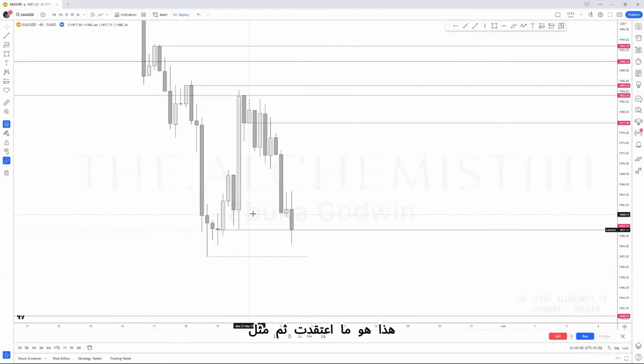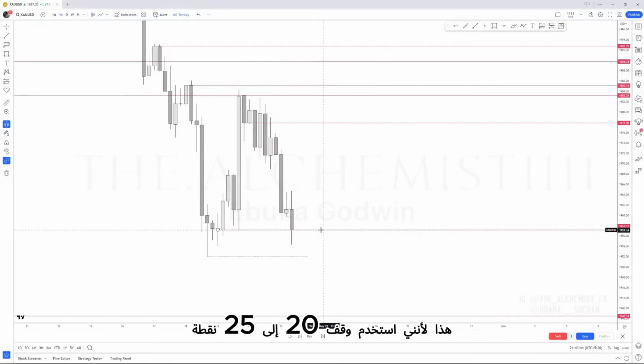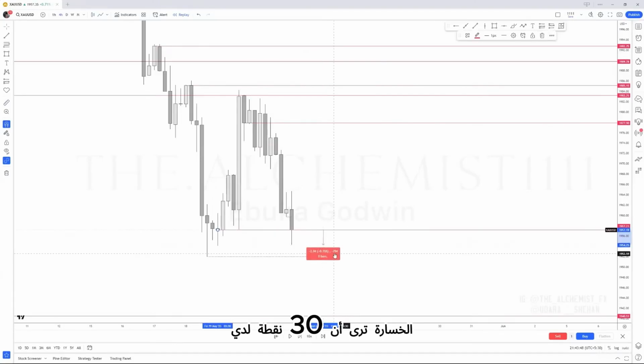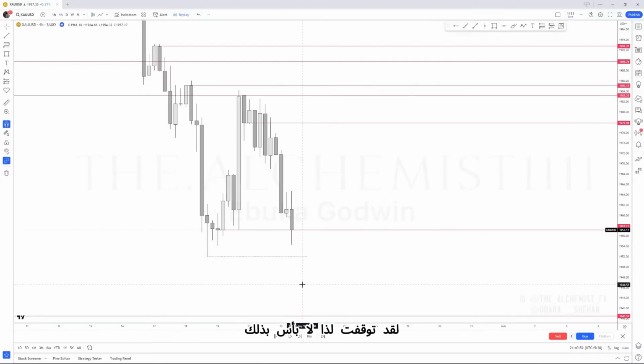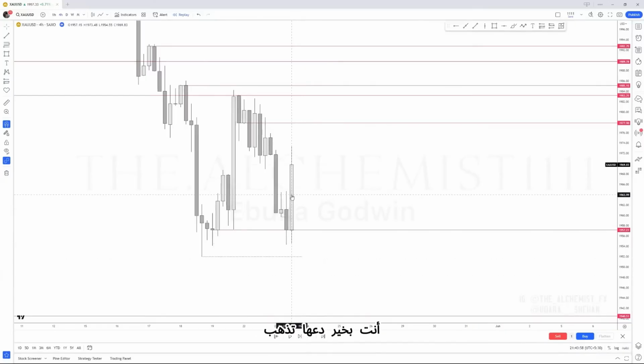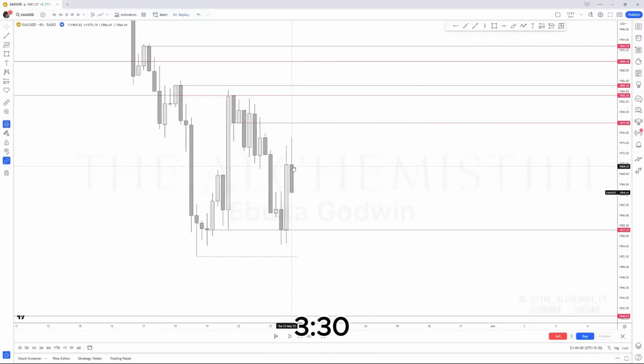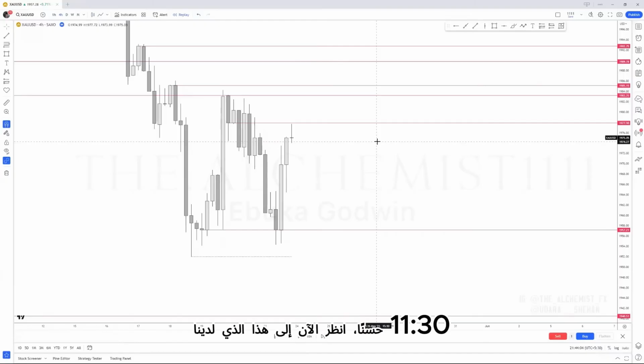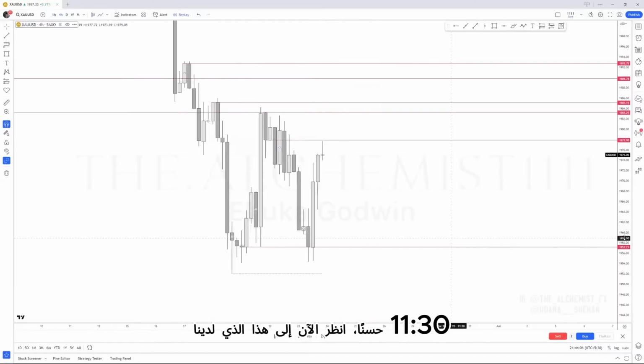Even if I placed a buy limit here, I would have got stopped out. Look at this, because I use a 20 to 25 pip stop loss. That's 30 pips, so I would have got stopped out here anyway. So that's okay. Now, if I wait for this day to end, then the fun starts. Let me show you. 3:30, 7:30 and 11:30.